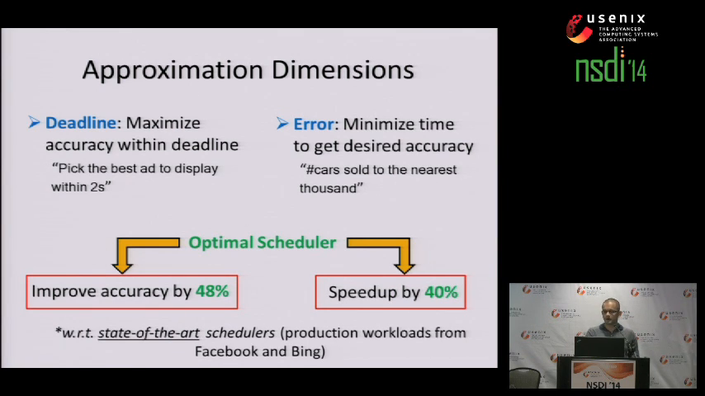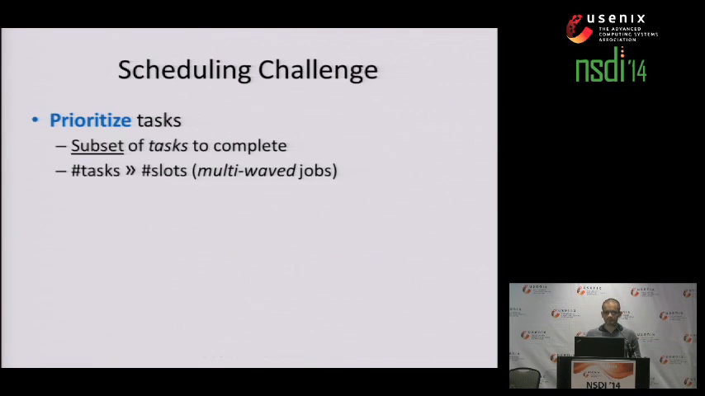So what about the optimal scheduler makes it happen or important? What is the scheduling challenge here? The main challenge here is prioritization of tasks. What I mean by that is that approximation jobs typically spawn a job on a large data set, which consists of many tasks. Only a subset of them have to finish. This is the subset that would finish by the deadline for a deadline-bound job, or the subset that has to finish for an error-bound job to meet the error bound.